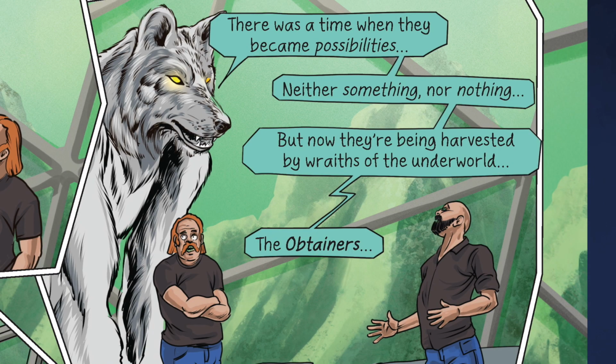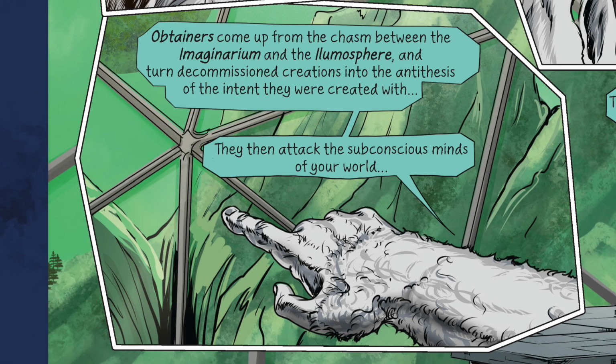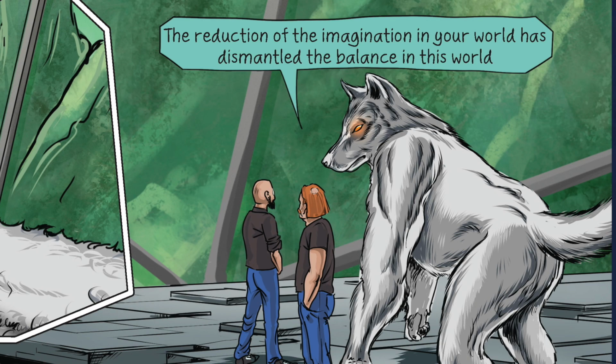There was a time when they became possibilities, neither something nor nothing, but now they're being harvested by wraiths of the underworld, the Obtainers. They come up from the chasm between the Imaginarium and the illumosphere and turn decommissioned creations into the antithesis of the intent they were created with. They then attack the subconscious minds of your world. The reduction of imagination has dismantled the balance.